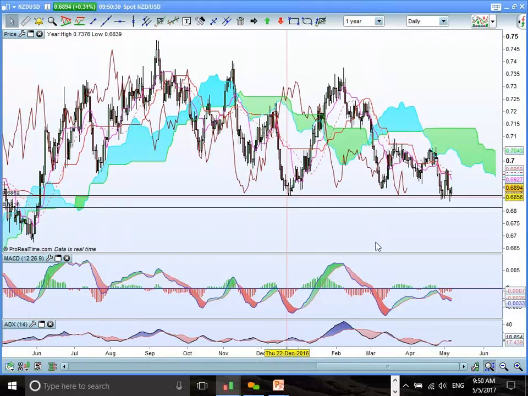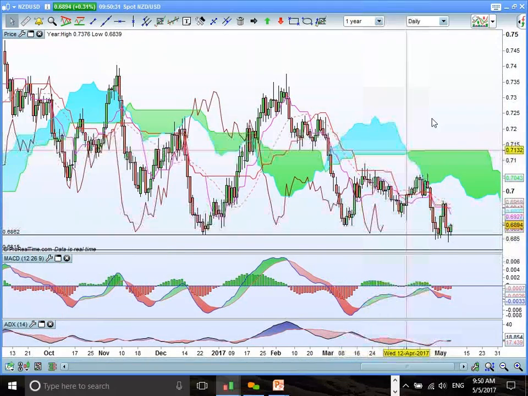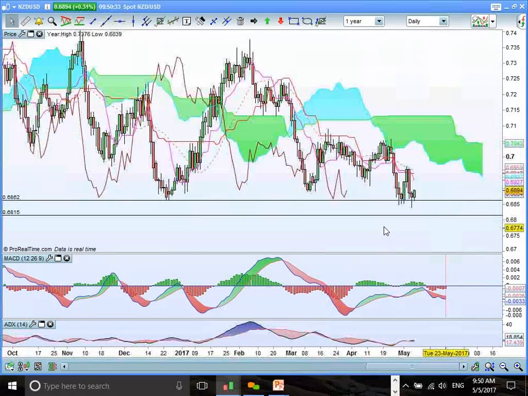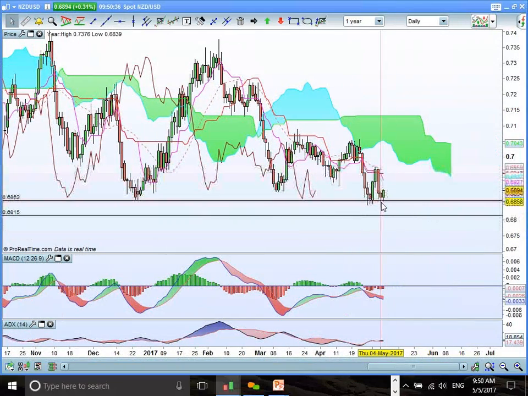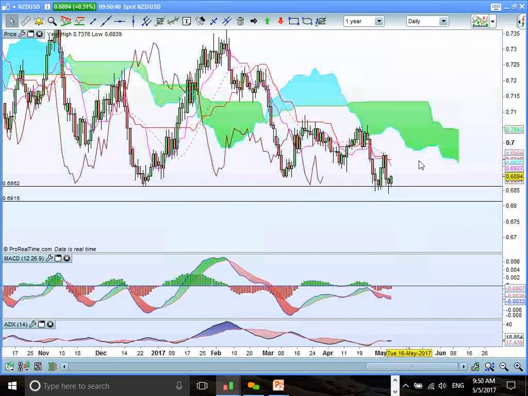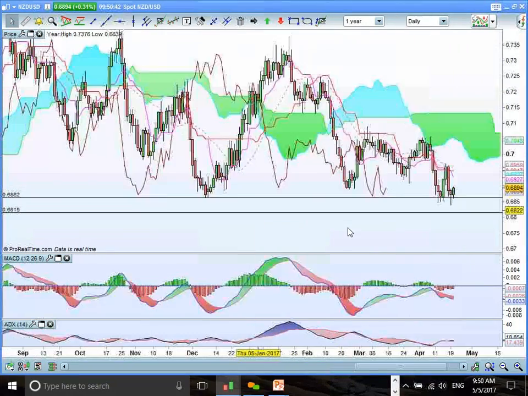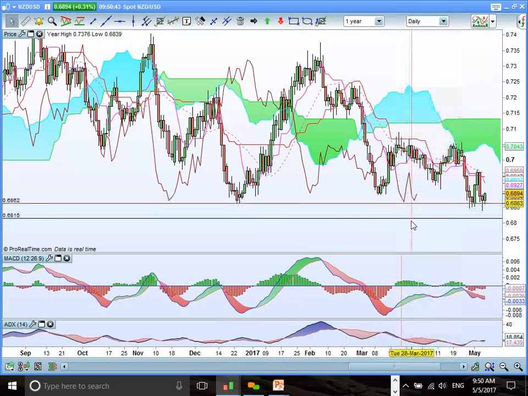Old lows also trying to come back in as key support zones. So there's potential for a relief rally back up to the bottom end of the cloud, but the overall trend remains down, so you kind of short the rallies here and buy these extreme key support levels. Okay.